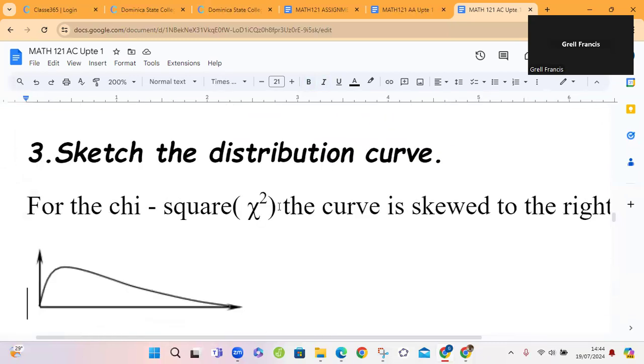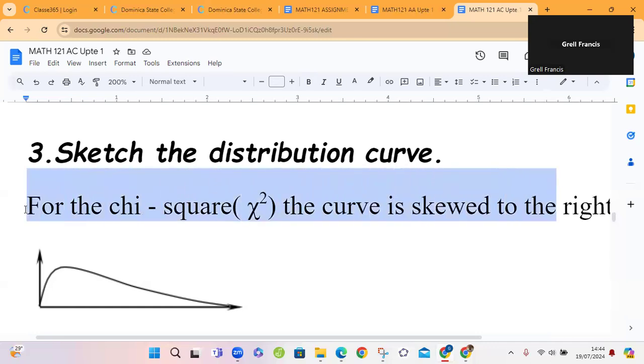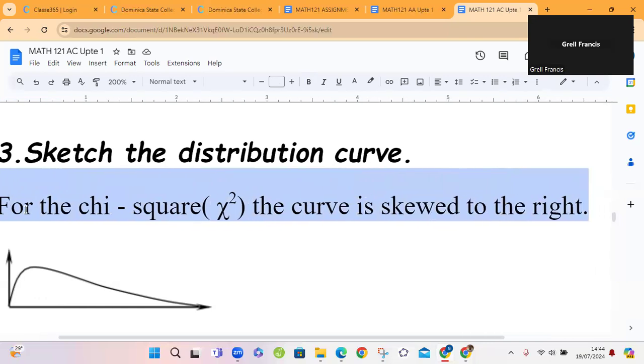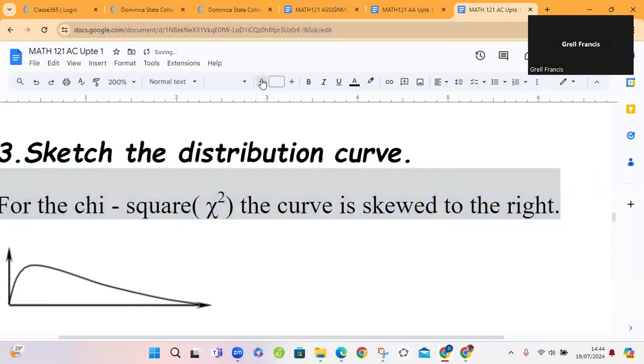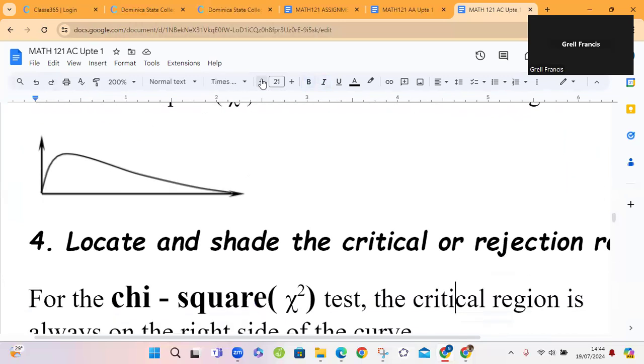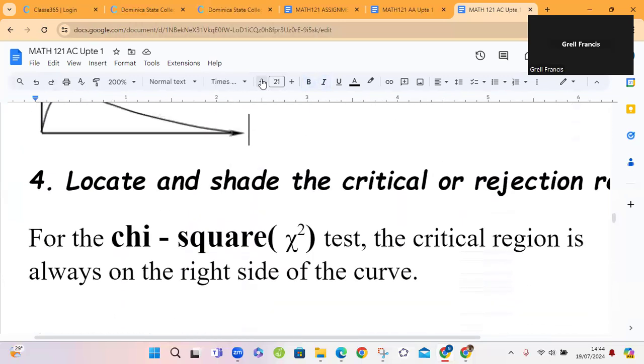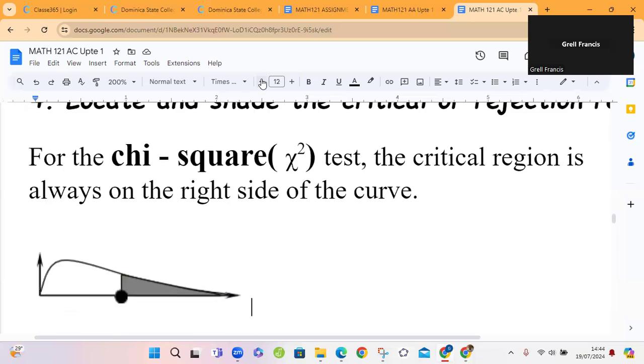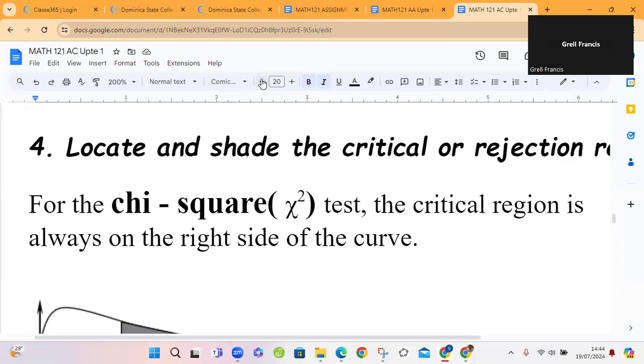Then the third step is to sketch a distribution curve. So for the chi-square test, the distribution curve will always be skewed to the right. Okay? Unlike the z-test, which will be a normal curve, for the chi-square, the curve will be skewed to the right. And step number 4 is to locate and shade a critical region. The critical region will always be on the right.